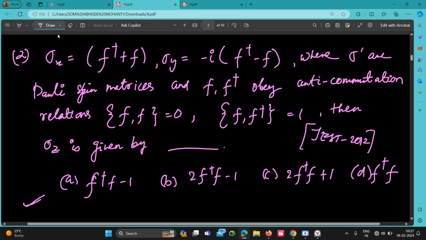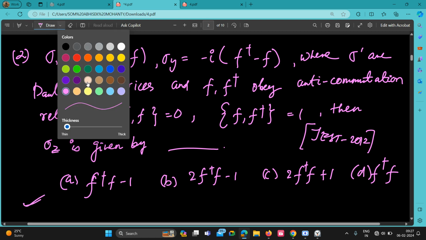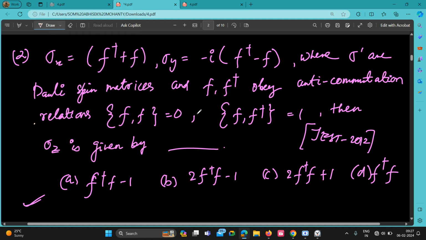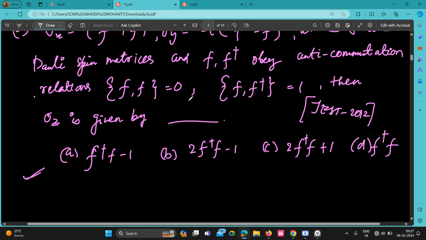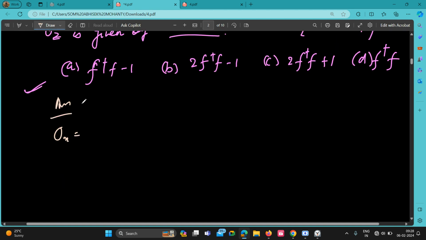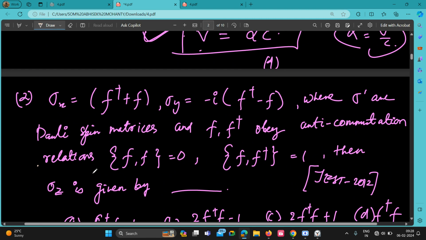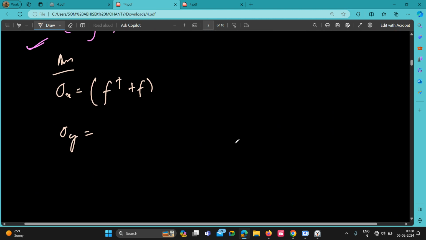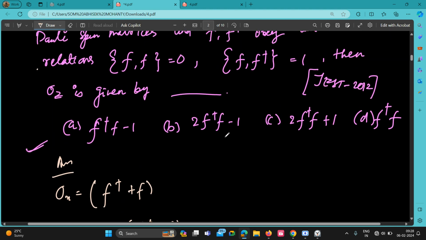This is an easy question. Okay, sigma x, sigma y are given. That's right. Sigma x is given as f dagger plus f, and sigma y is given. Is it right?